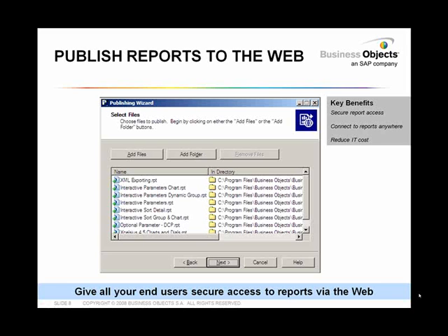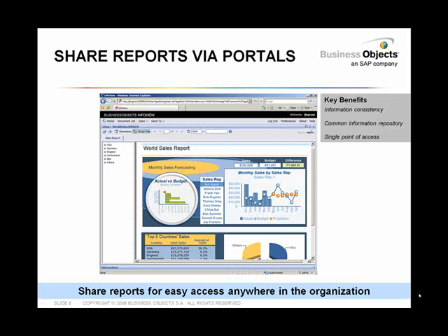So when you think about publishing reports to the web, the key benefits of this is you get secure report access. Your end users or your report consumers can connect to those reports anywhere, and it reduces your IT costs by having a deploy or implement once, deploy anywhere scenario or a solution. So the key factor with this publishing capability gives all of your end users secure access to reports via the web. You take all of your pre-built Crystal reports and you just upload them onto Crystal Reports Server, group them in the folders where you want them to go, and then your users have access to those reports.